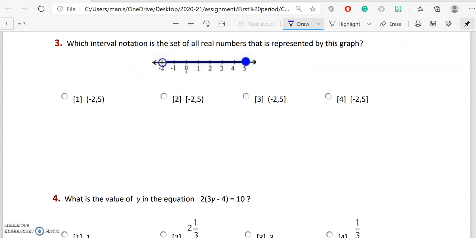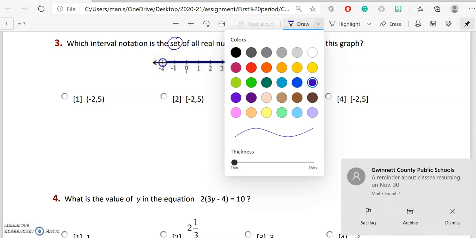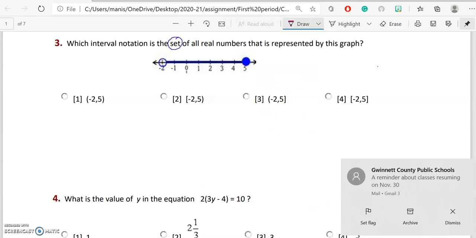Question number 3. Which interval notation is the set of all real numbers that is represented by this graph? The keyword over here is set. So remember, it should be a set. Set means you have more than one value. That's your set. Now in this case, this circle over here, whenever you see this circle, this is called an open circle.